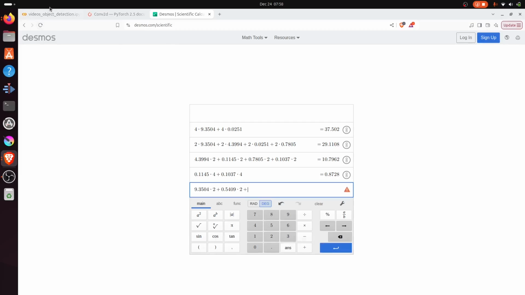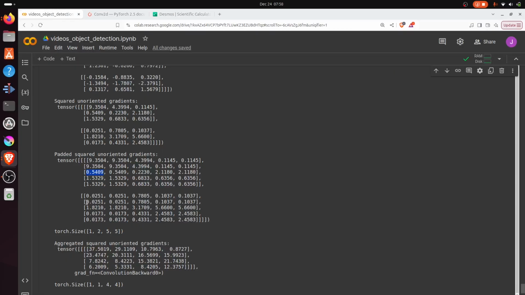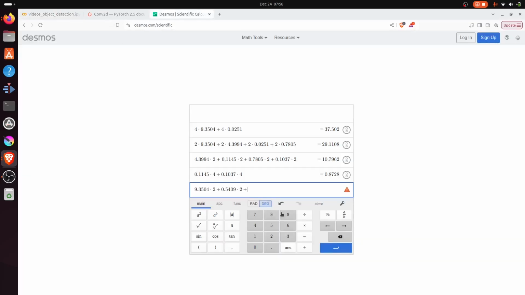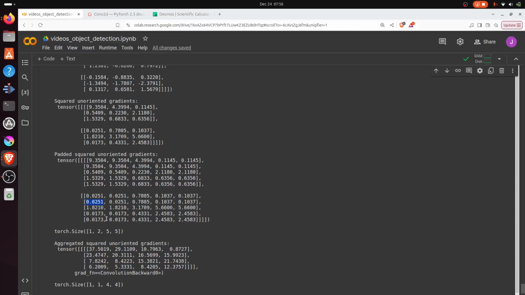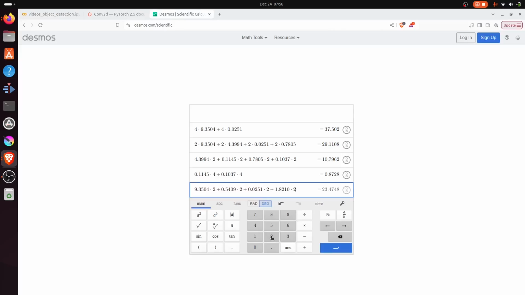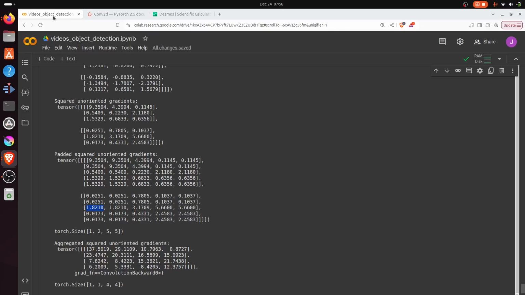Fantastic. And now we do the same story here. So same story by 2, and finally we get these 1.8210, like that. Fantastic. So now we get 23.47, which is what we expect. Fantastic. So now we understand perfectly how this aggregated algorithm is working out.